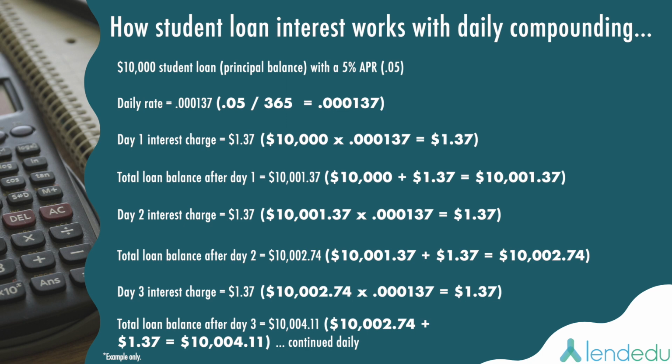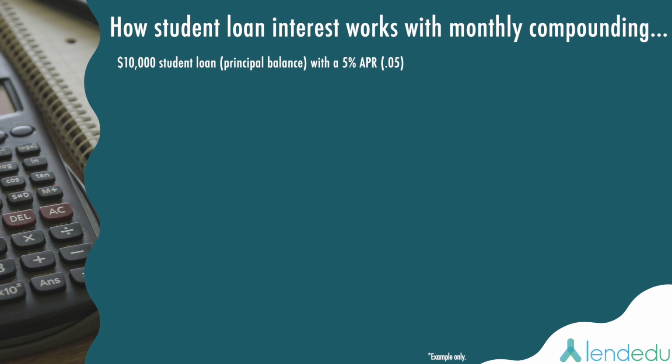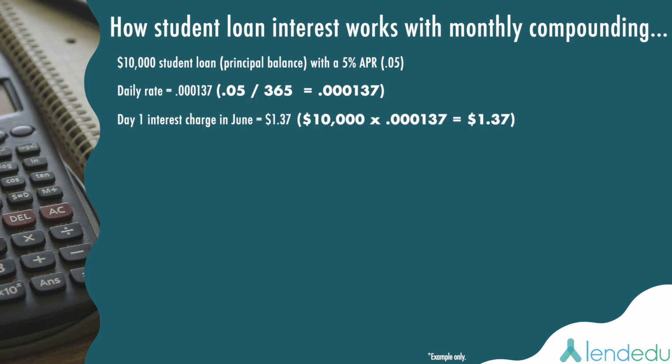Now, let's look at what happens with monthly compounding interest. We're going to use the same principal student loan amount of $10,000 with the same APR of 5%. The daily rate of 0.000137 remains the same because interest still accrues daily, but interest now compounds just once a month. So on day 1 in June, your daily interest charge is $1.37, again because $10,000 times 0.000137 equals $1.37.